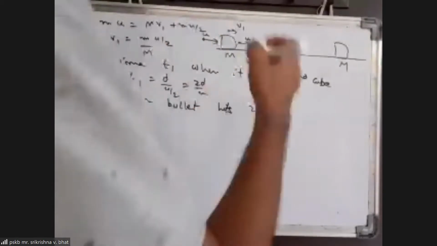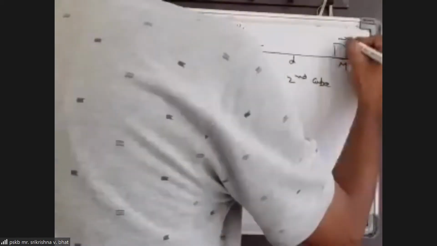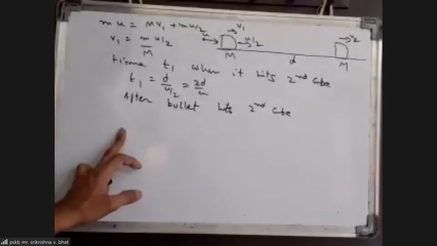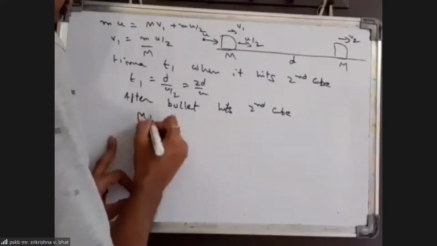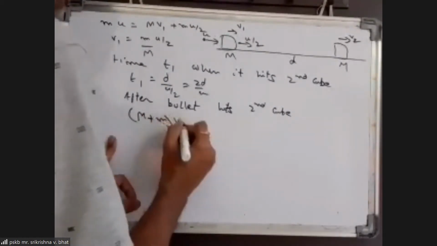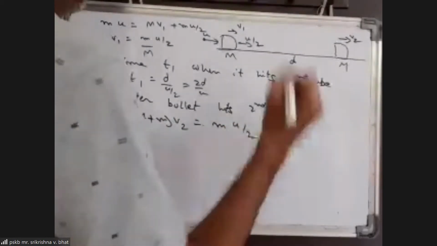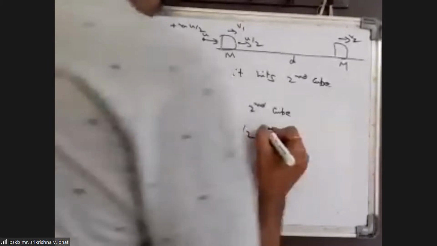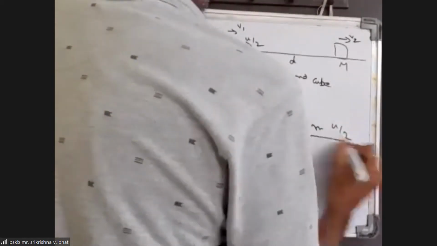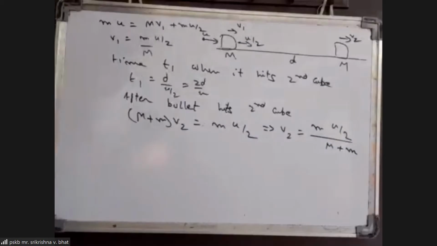Okay, so the velocity of the second cube will become v2. From momentum conservation, (M + m) v2 should be equal to m u/2. So this gives v2 equal to m u/(2M). So the velocity of the second cube and the bullet combined will be m u by 2M.